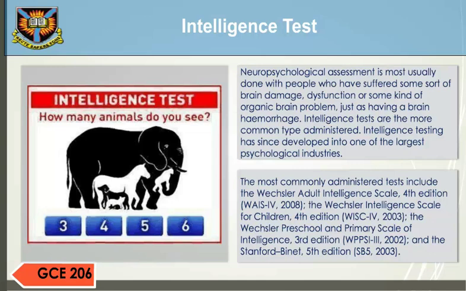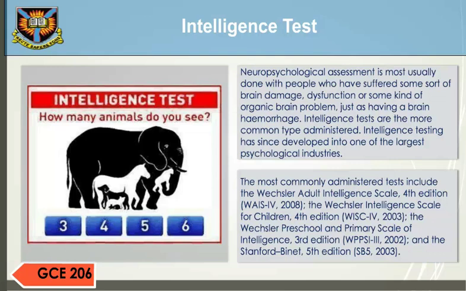Neuropsychological assessment is most usually done with people who have suffered some sort of brain damage, dysfunction, or some kind of organic brain problem, such as a brain hemorrhage. Intelligence tests are the more common type administered. Intelligence testing has since developed into one of the largest psychological industries.